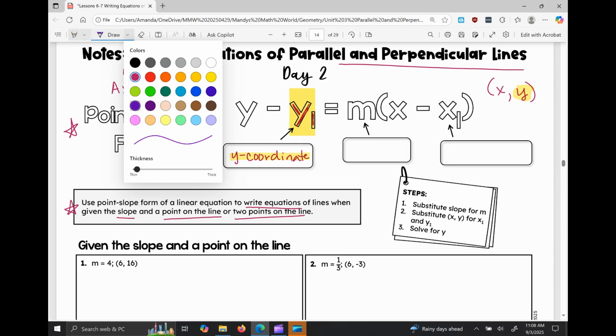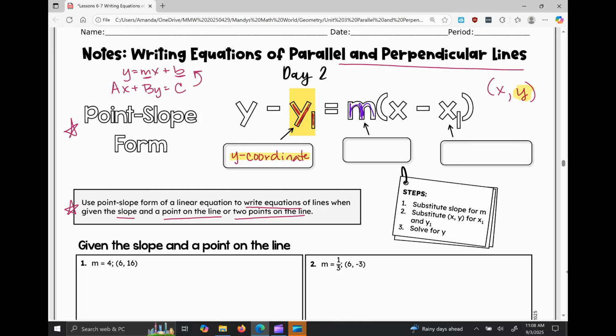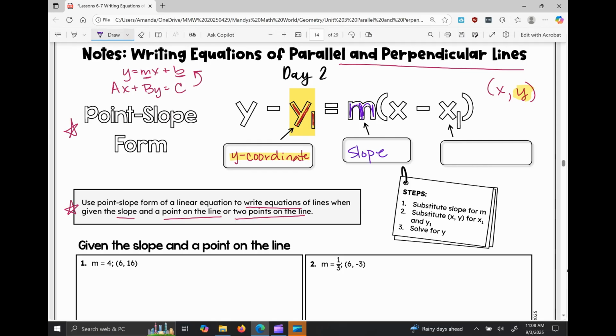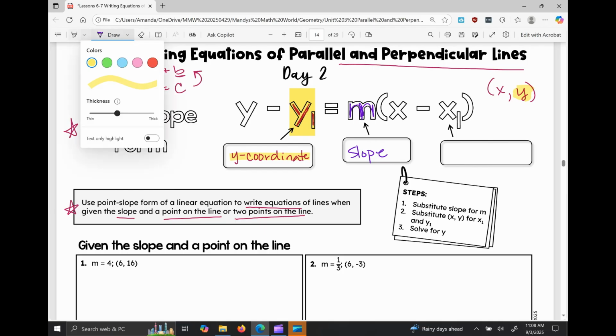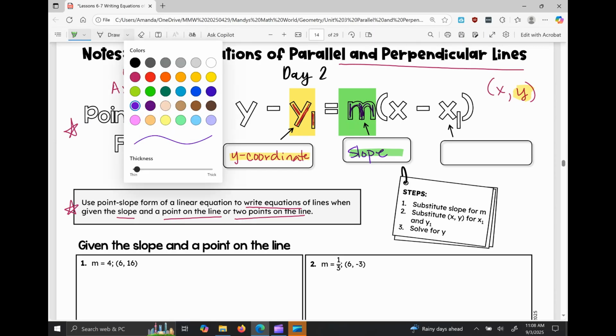Then let's use a different color here. Right here, your m, that's your slope, right? That's what's right there. So the slope, whatever you're given. You could be given the slope of the line that you're asked to find the equation of, or you might need to use your slope formula to determine what the slope is.